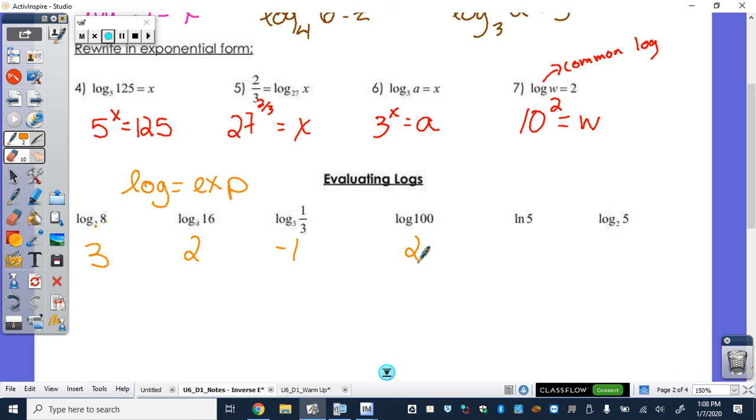Now ln, we're going to talk about that next week, so we can cross that one out for now. How about this one? Exponent on 2 to get you 5. We're going to learn that one also next time. There are going to be some that don't easily simplify down, like that last one. So you may see that. We will learn it, though, in the coming days.